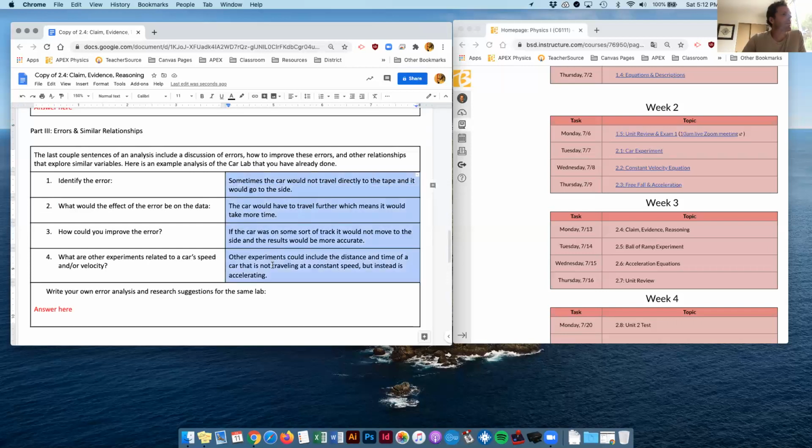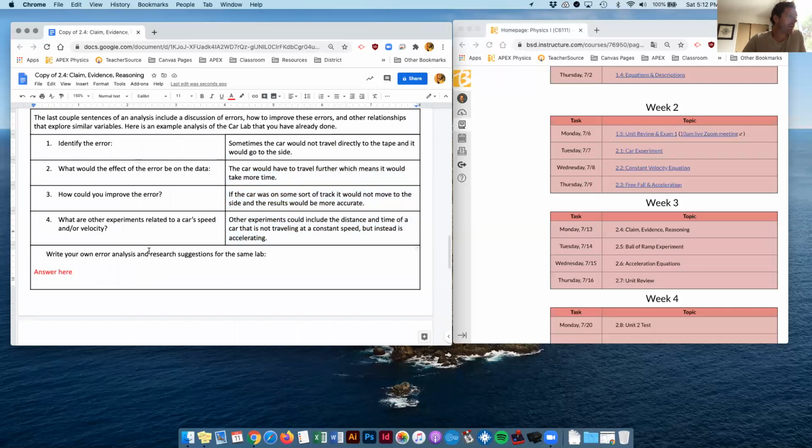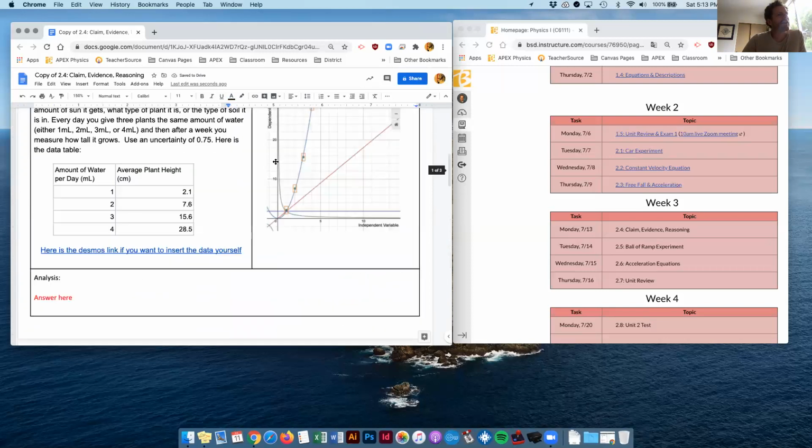So if you throw in these 4 sentences together, it would be the second paragraph or the second half of your analysis, okay? So what I want you to do in this one is think of that exact same experiment, but think of a different error and a different type of experiment, okay? I want to get good at this before we do our next one, which is the ball and ramp experiment, our next experiment, okay?